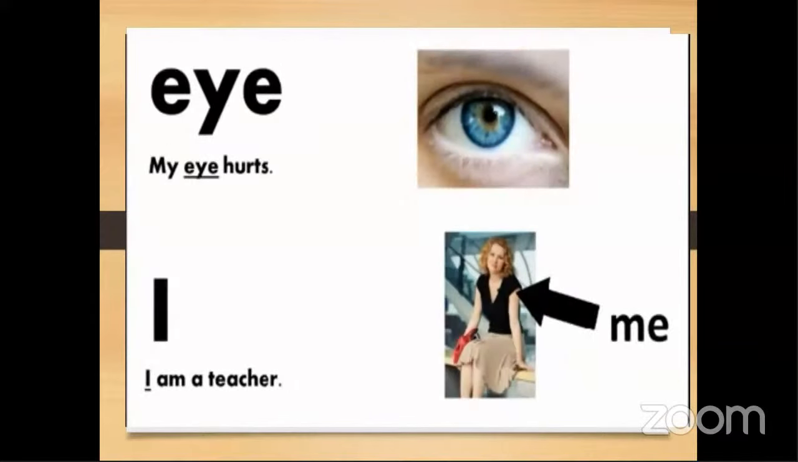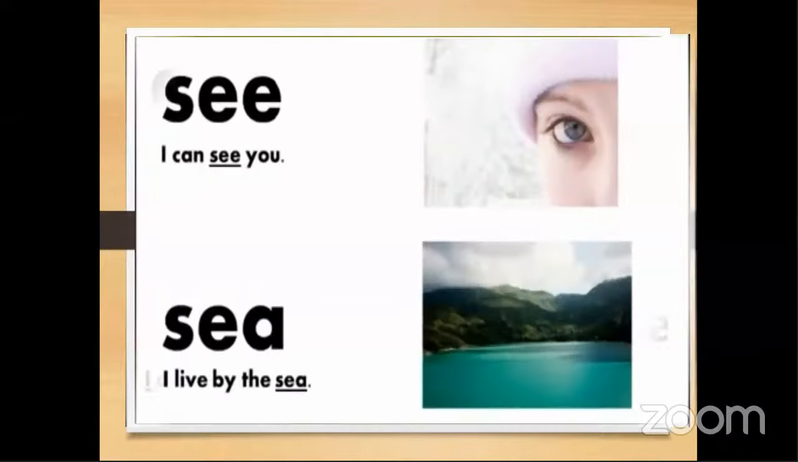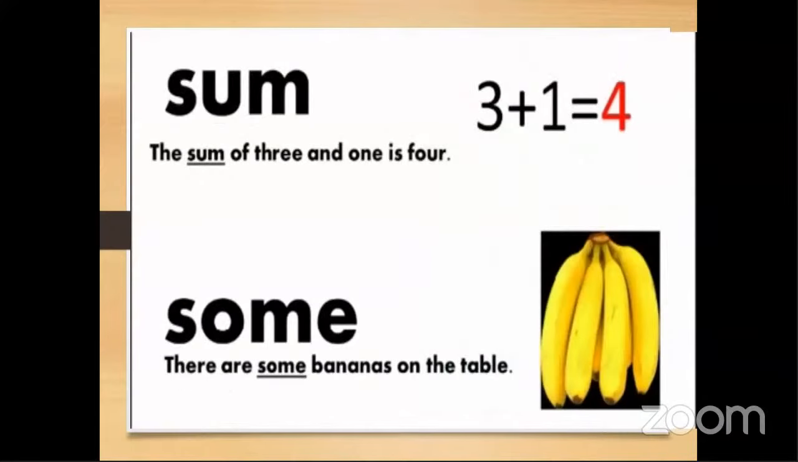Now, this picture on top is the eye. My eye hurts, E-Y-E. Now, I am the teacher. Now, this is talking about me. I am a teacher. Now next one is the sea. I can see you. And I live by the sea. Now sum. If we say 3 plus 1 is equal to 4, so now we are adding this. So the sum of 3 and 1 is 4.